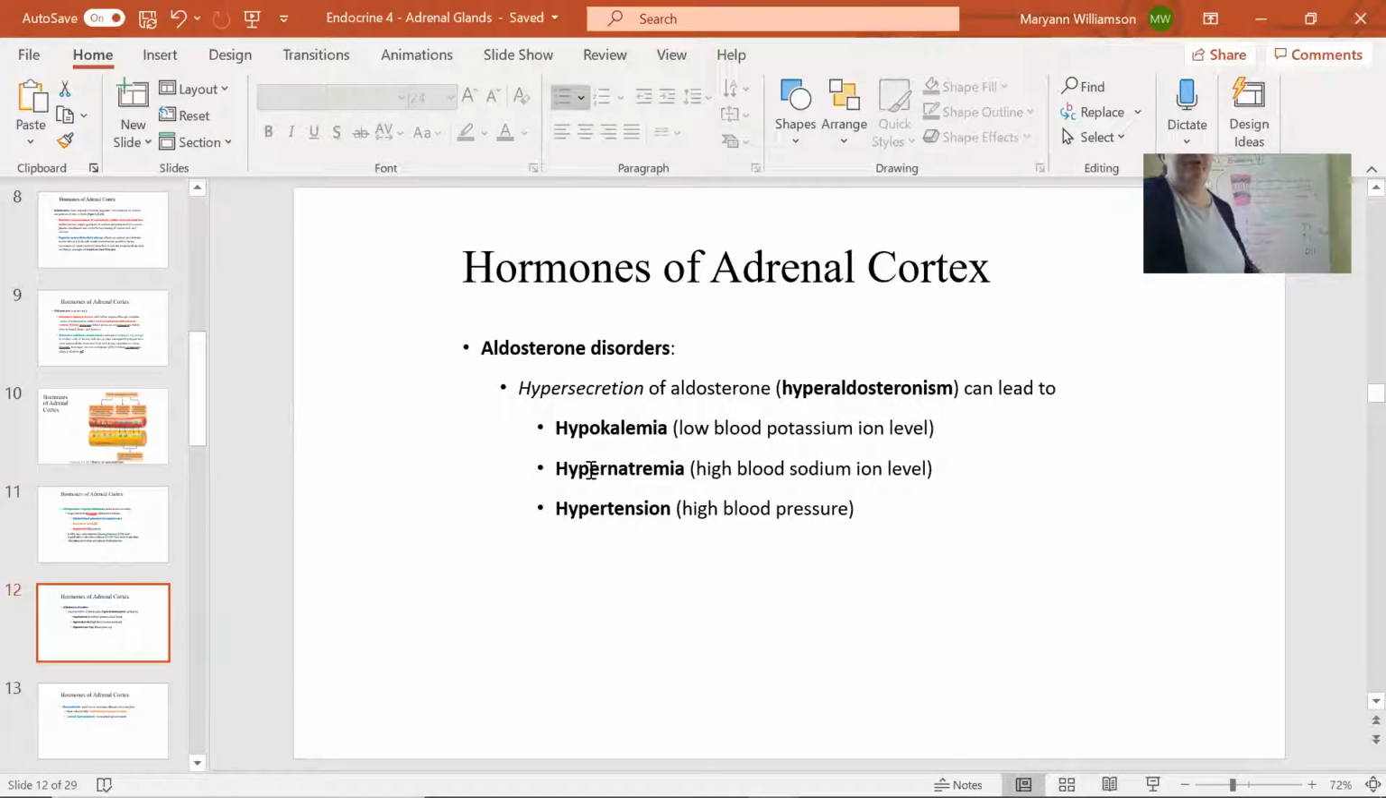All right. So what happens if we have too much aldosterone? Well, that would throw off our potassium and hydrogen levels, right? You would have not enough in the blood. So you would have hypokalemia and hypernatremia, sodium, and hypertension.